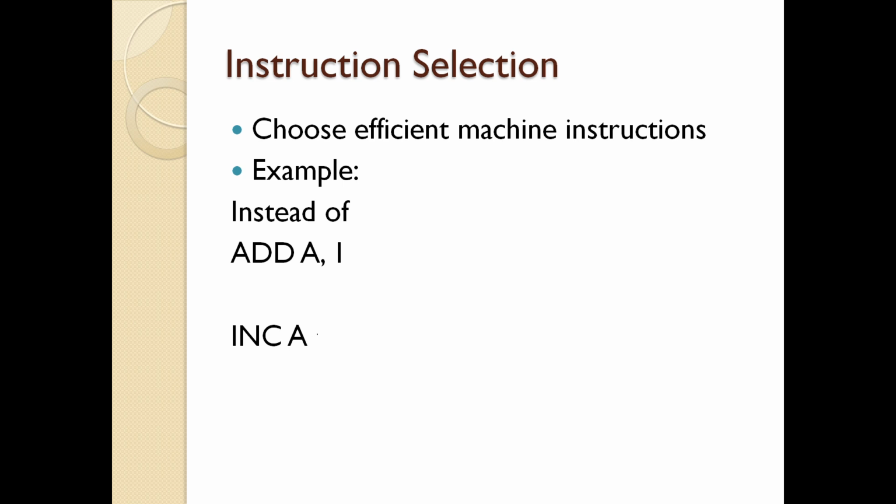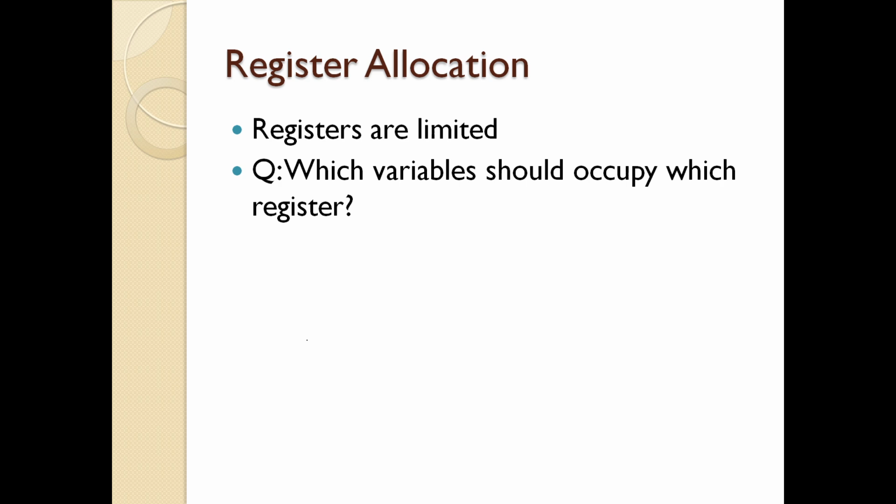The next one is register allocation. Which variable should occupy which register? Registers are like VIP seats in the theater. Only a few are available. The compiler must decide which variables deserve those valuable seats. So it has to decide which variables should be kept in the registers.